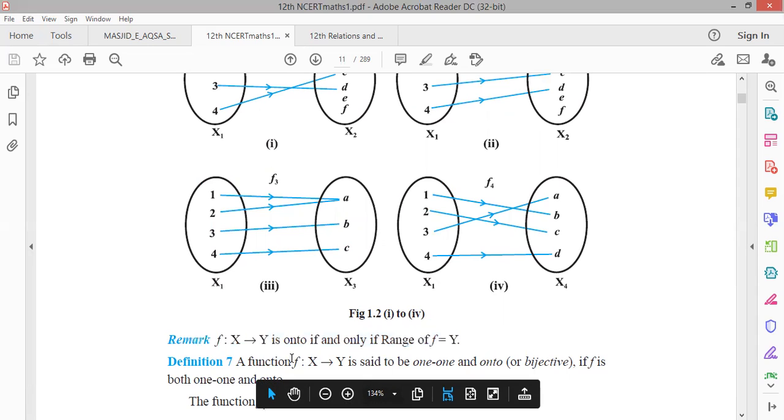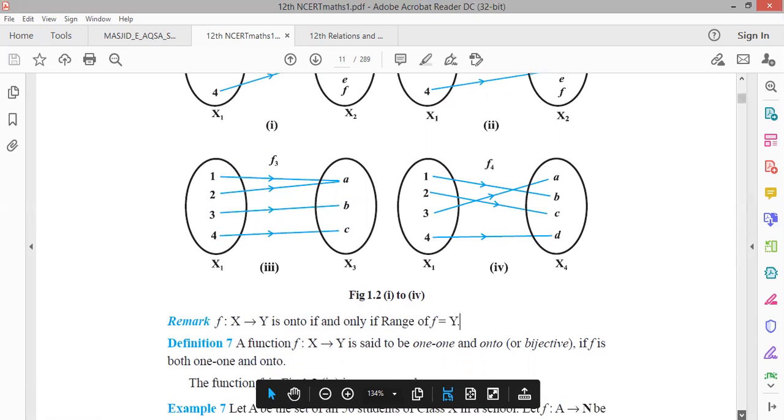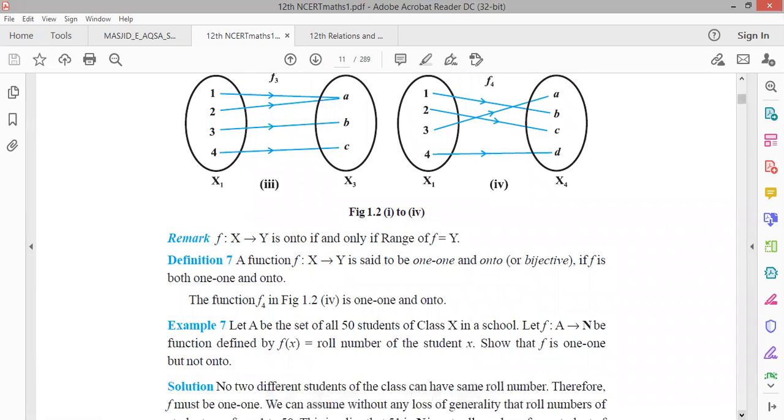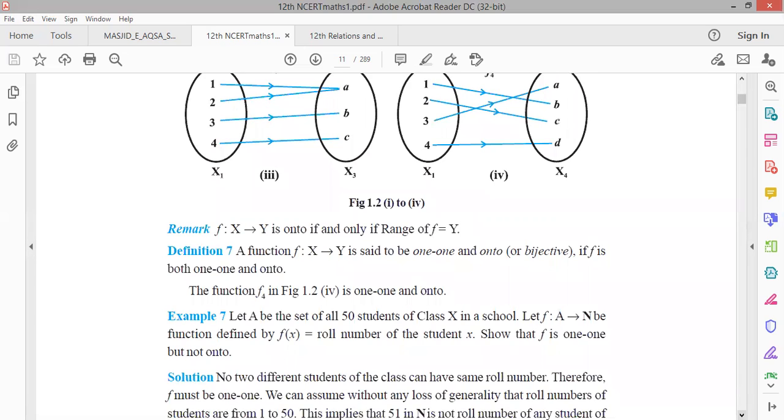One more type of function is called a bijective function, or one-one onto function, one-one and onto. A function is said to be a bijective function if it is both one-one and onto. That means the above two definitions hold for some particular type of functions. Those types of functions are called bijective functions.